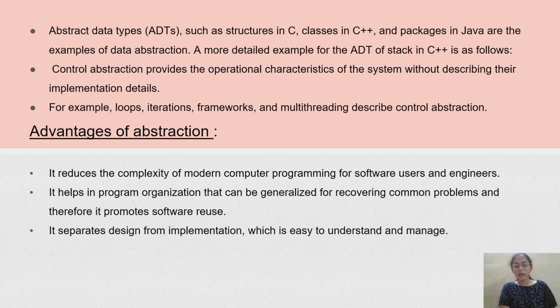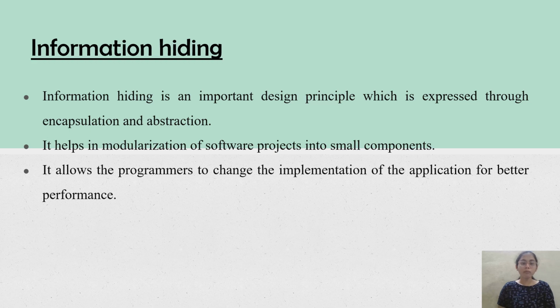Advantages of abstraction. It reduces the complexity of modern computer programming for software users and engineers. It helps in program organization that can be generalized for solving common problems, and therefore it promotes software reuse. It separates design from implementation, which is easy to understand and manage.